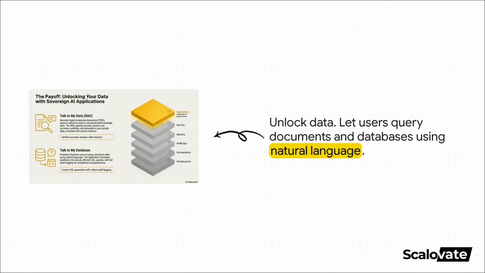For starters, you can finally unlock your own company's data. Imagine an app where any employee can just ask questions in plain English. Talk to my data lets them literally have a conversation with reports and documents. And Talk to my database lets them pull info from complex data systems without having to write a single line of code. Pretty cool, right?